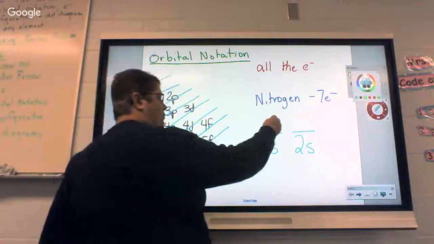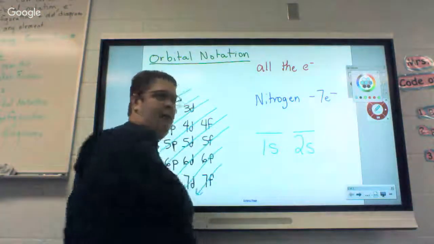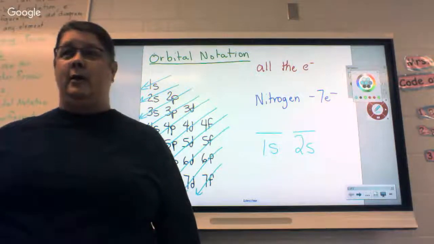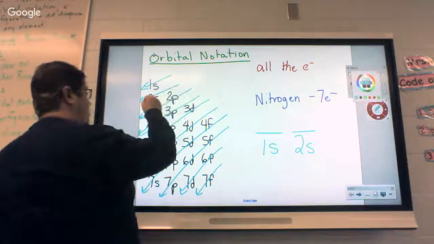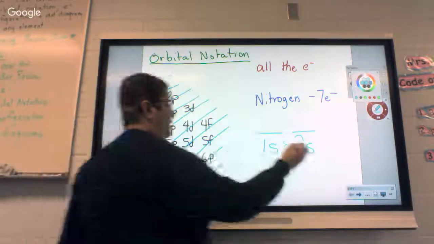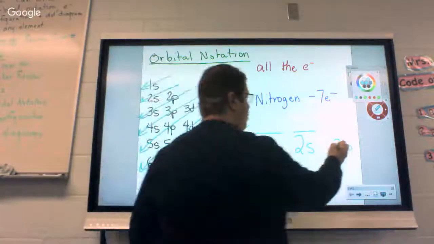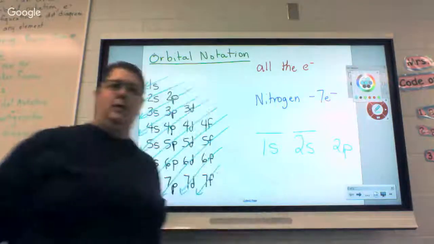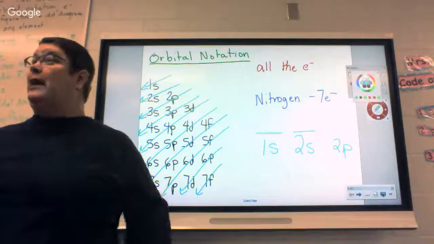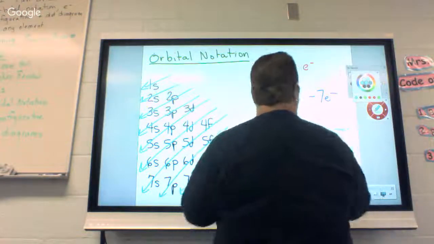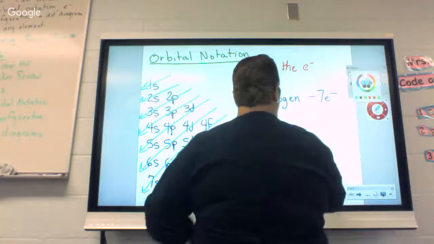So I have 2 arrows, 2 arrows. That's how many? Have I got enough space for 7 electrons yet? Back to my chart. What comes after 2s? Now, a p. How many orbitals can p have? Can have 3. So that's 3 lines. 1, 2. Make that a little smaller here.